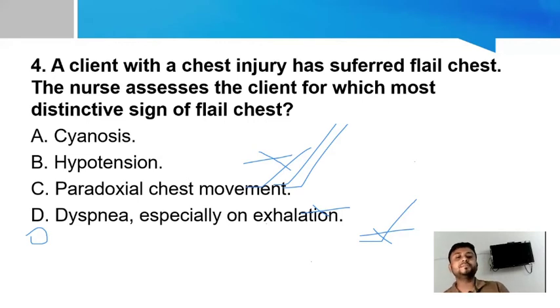The fourth one is dyspnea, especially on exhalation. Dyspnea may happen in any disease condition. Breathing difficulty is there, so it should not be a distinctive sign of flail chest. So we can consider the third one as the distinctive sign of flail chest.